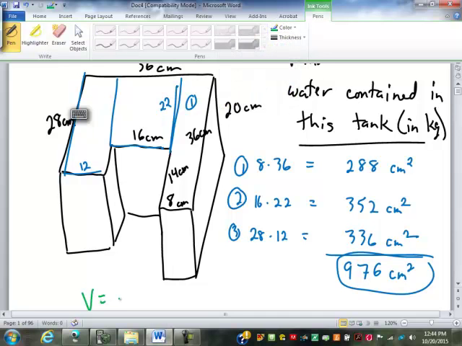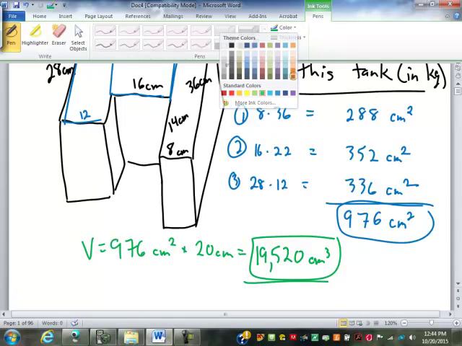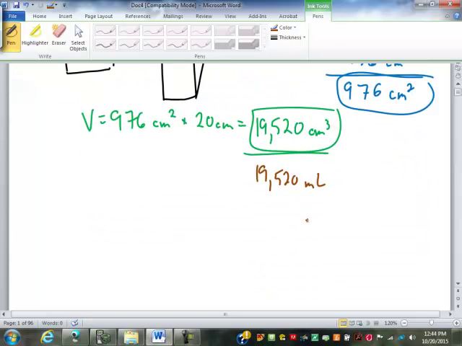So the volume is 976 centimeters squared times the 20 centimeters of height. 19,520 centimeters cubed. Does that look right? Perfect. That's the volume. How many milliliters is it? If it's water, how many grams is it? So that means for kilograms, it's 19.52.